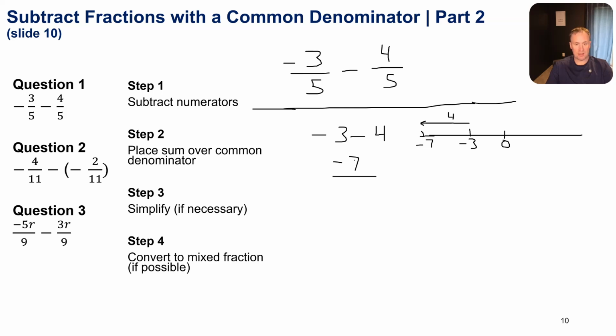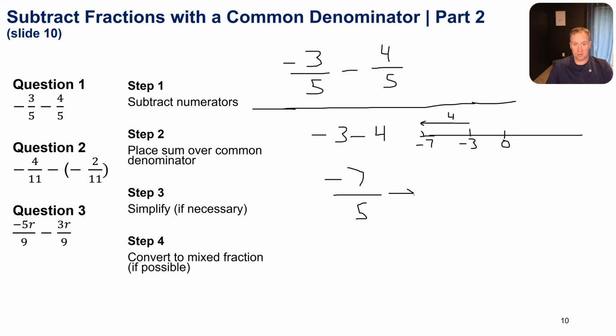And then you keep, let me actually bring this down a bit. I'm going to erase this part. Let's bring it down. So we have a negative 7 over our denominator of 5. Now, I can't simplify negative 7 over 5. Both of them are prime numbers, so they don't divide into each other in this case.